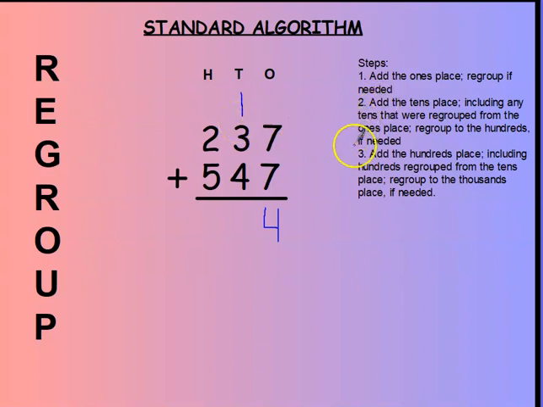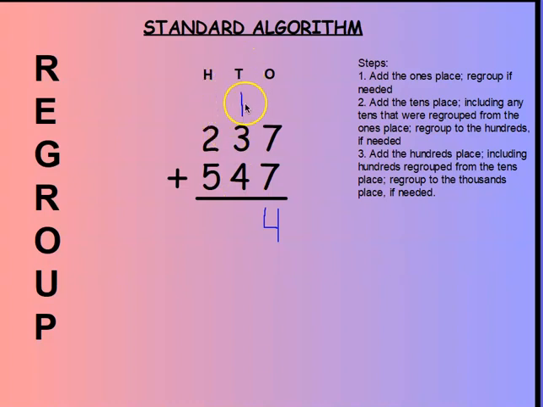Okay, the second step says to add the tens place, including any tens that were regrouped from the ones place. And look, we regrouped a 10. We have to make sure we add it when we add this column in our place value of tens. And if we need to, we regroup to the hundreds. So if we add up our tens and we have 100 or more, we have to regroup that to the hundreds place.